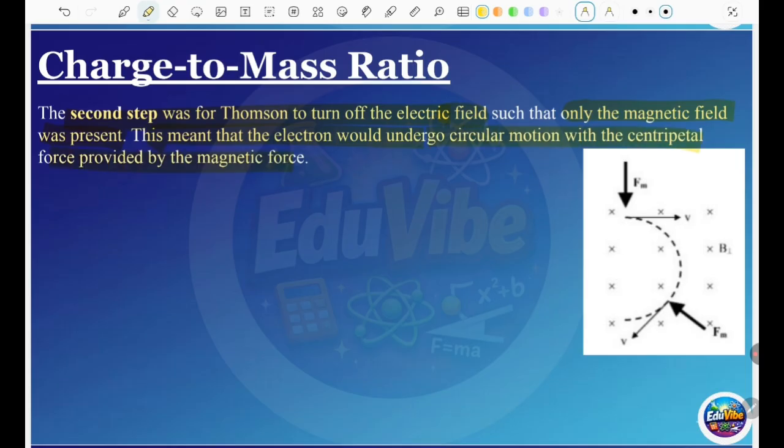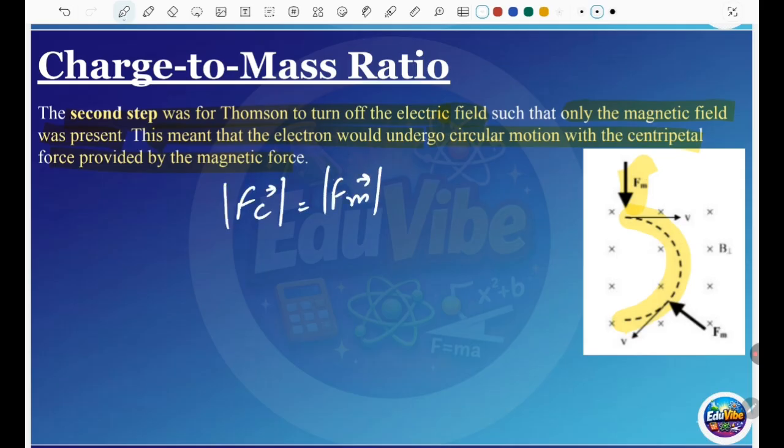So if only the magnetic force is on, the magnetic force causes circular motion, which is called the centripetal force. You already did this too in forces and fields. When the magnetic field is present, the electron undergoes a circular motion like that, and we have a centripetal force and a magnetic force.